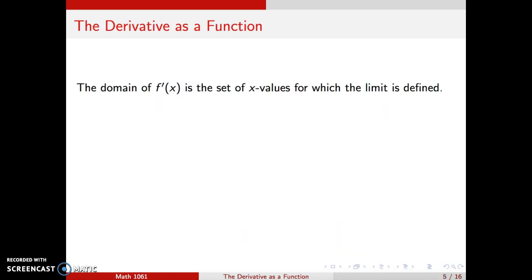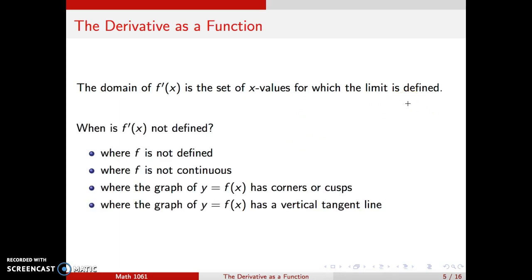Alright. So the domain of f prime of x, well, f prime of x is just a function, so it's the set of x values, the set of inputs where the function is defined. This is defined in terms of a limit, so it's a set of x values where the limit is defined. So one way of thinking about it might be, well, where is it not defined? And so the derivative is not defined where, first of all, if the function is not defined, there's no hope of that limit existing. It turns out if the function is not continuous, the derivative is not defined there. These ones are pretty clear. We'll see with some examples in just a second.